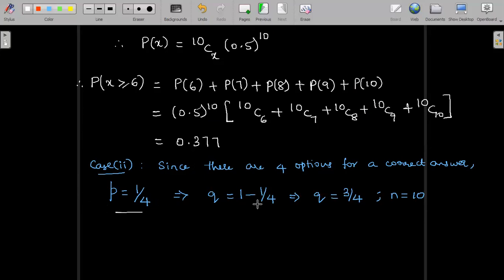So now we know P, now we know Q, and we know N. So we can substitute in the binomial distribution. Since we have already written the formula, I can directly substitute in the formula. So that gives me 10Cx, nCx, P power X, 1 by 4 whole power X into Q power, 3 by 4 power 10 minus X, n minus x. So this will be the expression, right?